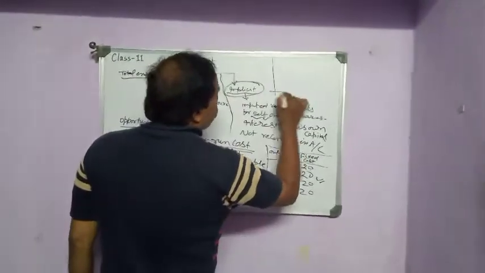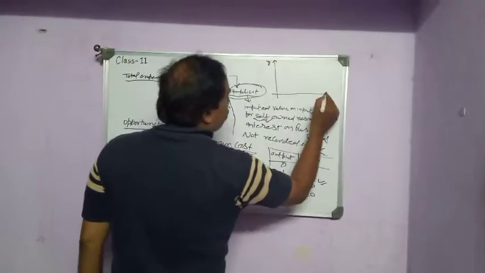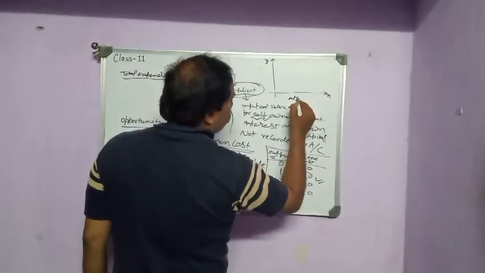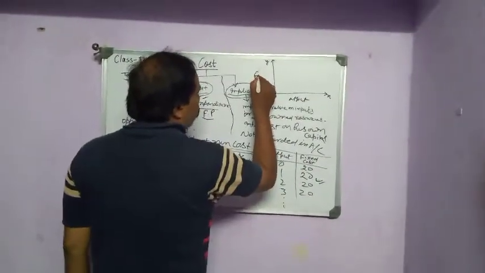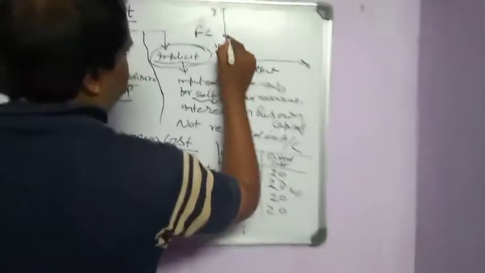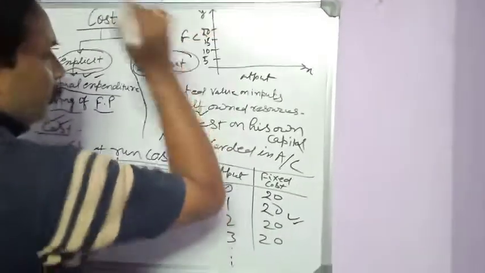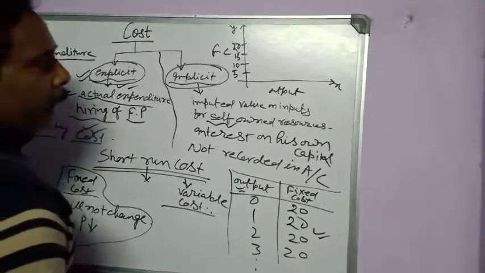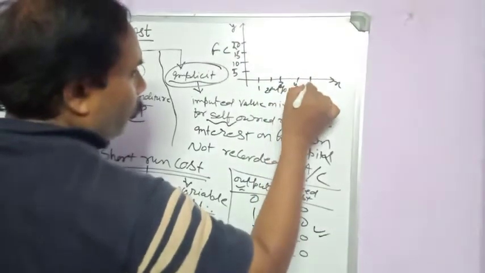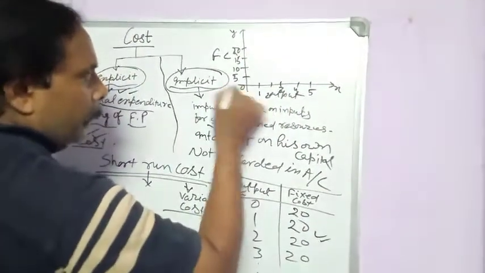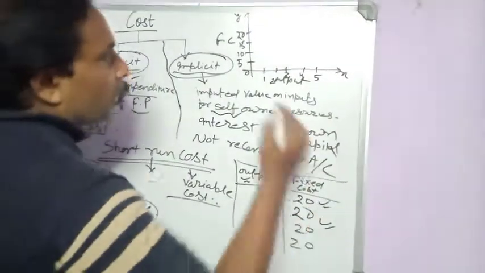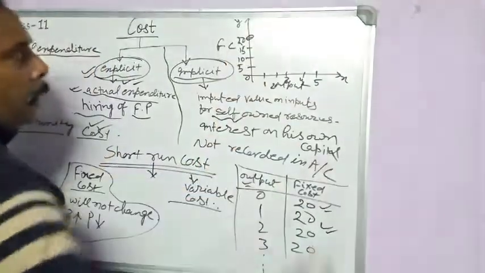There are two axes. One is the y-axis, the other is the x-axis. Clear? On the x-axis I have taken the output, and on the y-axis the fixed cost. Let that be 5, 10, 15, 20. These variables are shown on the y-axis, and here the output is 1, 2, 3, 4, 5 and so on. And this is the origin point, that is 0. So when the output is 0, our cost is 20. So I have just put a mark on 20.